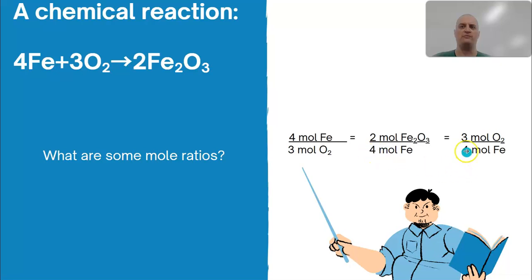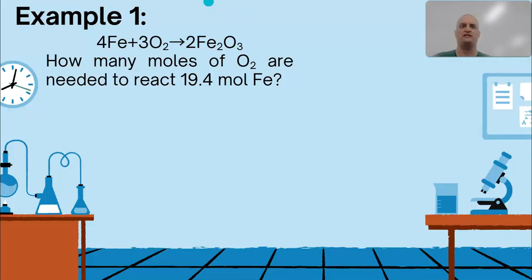We can also flip these. Remember, these are just equalities. So if these are equal, we can put whatever's on top on the bottom. So we have our 3 moles of oxygen, which comes from our coefficient, is equal to 4 moles of iron, which also comes from our coefficient. So these are where we're going to get our new conversion factor. The rest are ones we've been using all along.